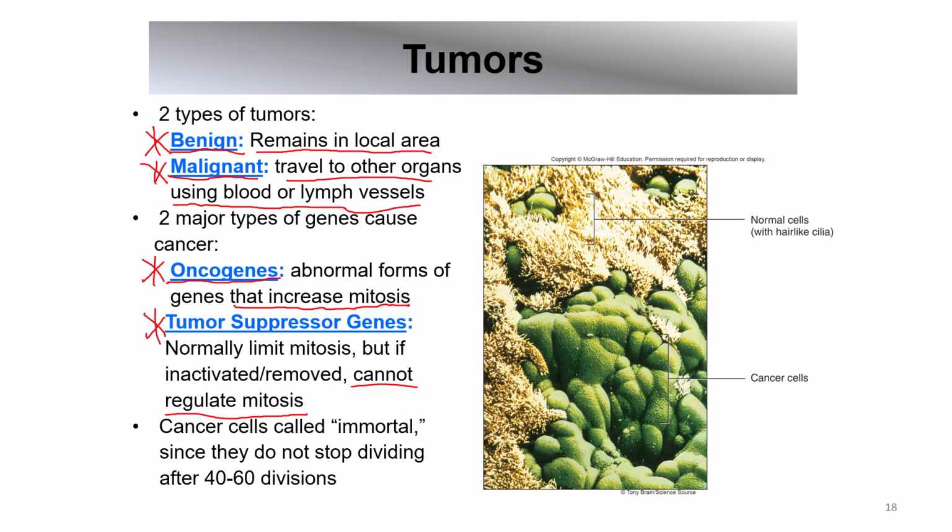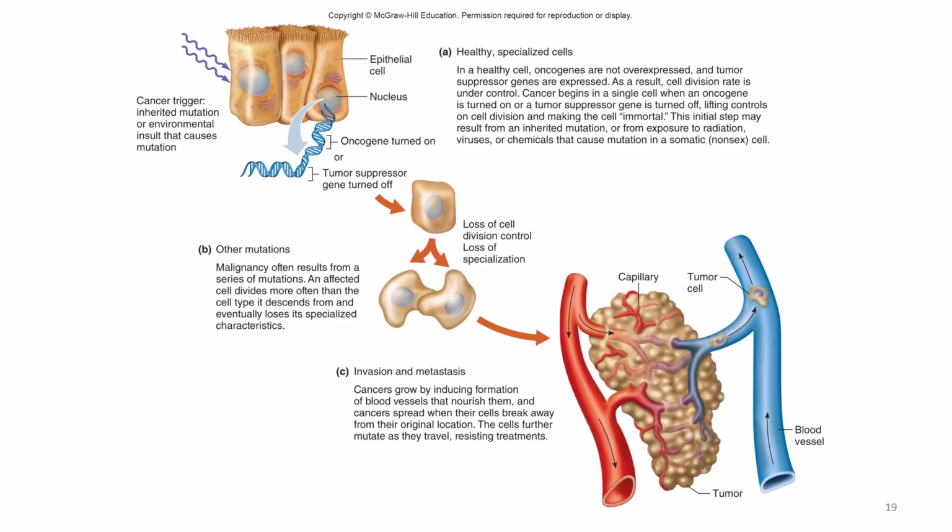Okay, so cancer cells are called immortal because they just don't want to stop dividing. Normal cells, after certain divisions, after about 40, 60, they stop, but not cancer cells. All right, so this picture is showing how the genes may be mutated, for example, the oncogenes, that can then lead to this uncontrolled cell division. Then this part of the picture is showing how the cancer cells can bud off from the tumor and travel inside blood vessels. And so this is also called metastasis.